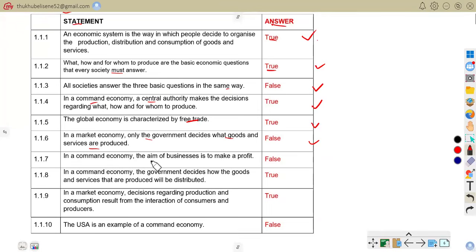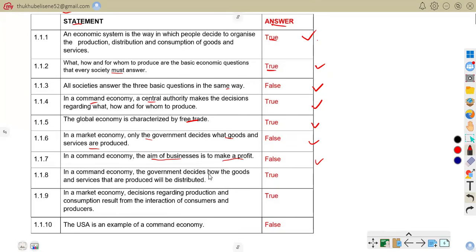In a command economy, the aim of business is to make a profit. That is false. Because when you talk of a command economy, we're talking about a planned economy, a central economy. So it's false to say that. In a command economy, profit is not the main goal. Government focuses on meeting the needs of the community. So profit is not the main goal.